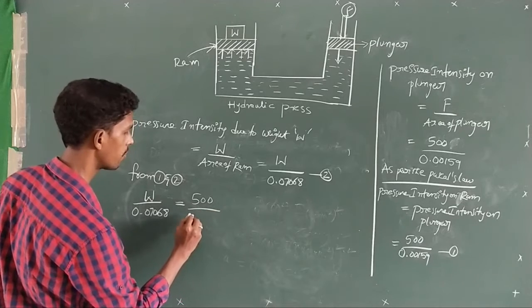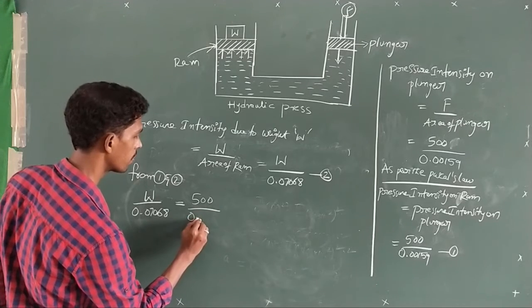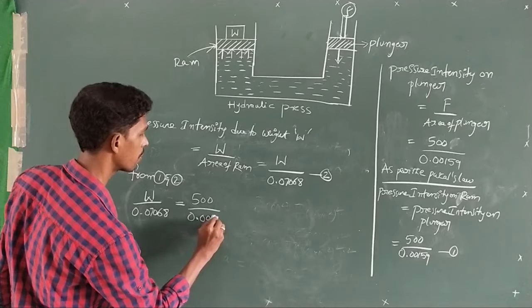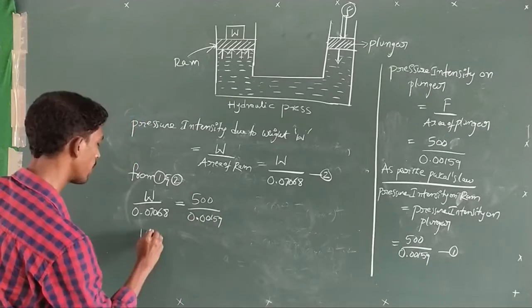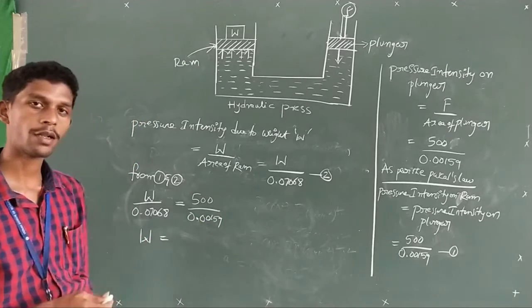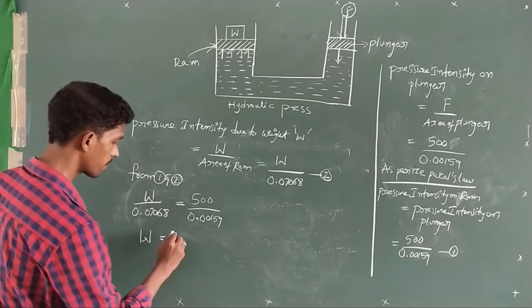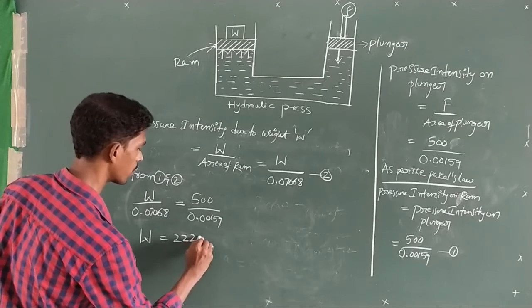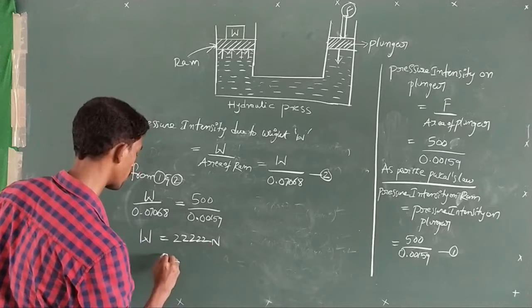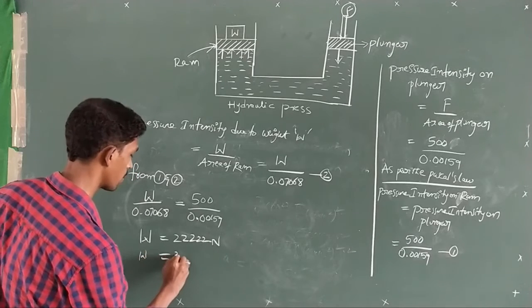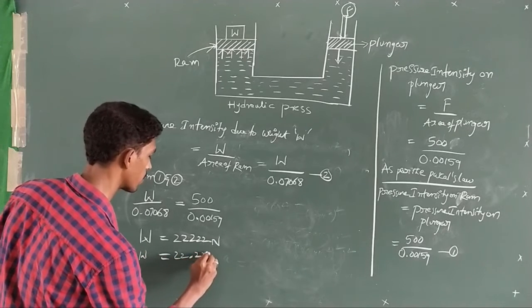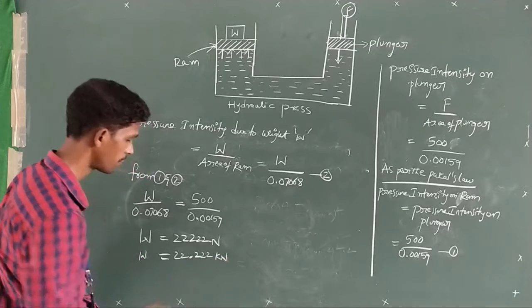So 500 by 0.0000159. The weight value. What is the weight value here? It is 2222 Newton or 22.222 kilonewton.